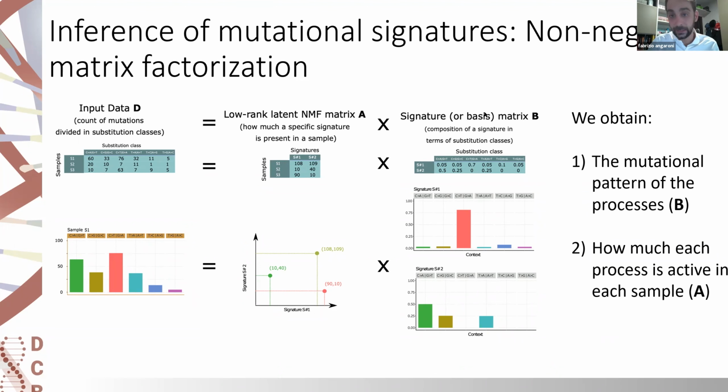The first one is the signature matrix B. This matrix represents the composition of each signature. Here, you can see, for example, that signature 1 has only substitution T to C. Instead, signature 2 has different kinds of substitution. And these are the footprints of the processes. And then we can also evaluate this low rank latent NMF matrix to understand how much a specific signature is active in a sample. For example, for this sample, signature 2 is more active than signature 1.